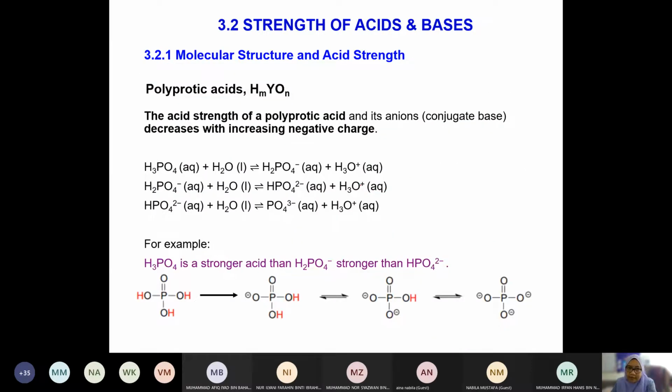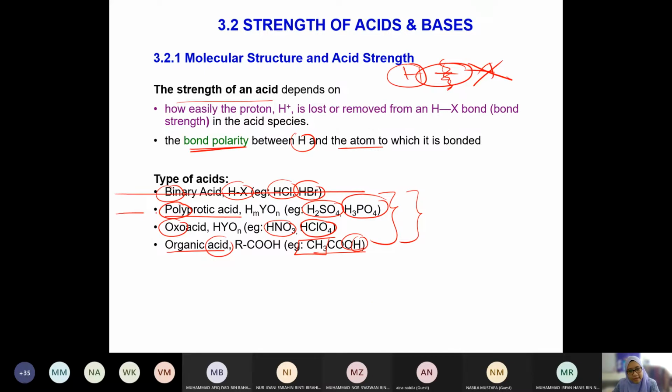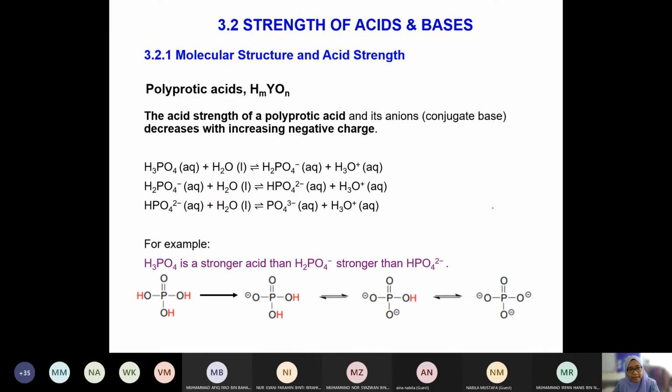Okay, alright, next let's move on to polyprotic acid. So we are done with this one just now. Next is polyprotic acid. So the acid that has more than 1 hydrogen, that has more than 1 hydrogen in the molecule.